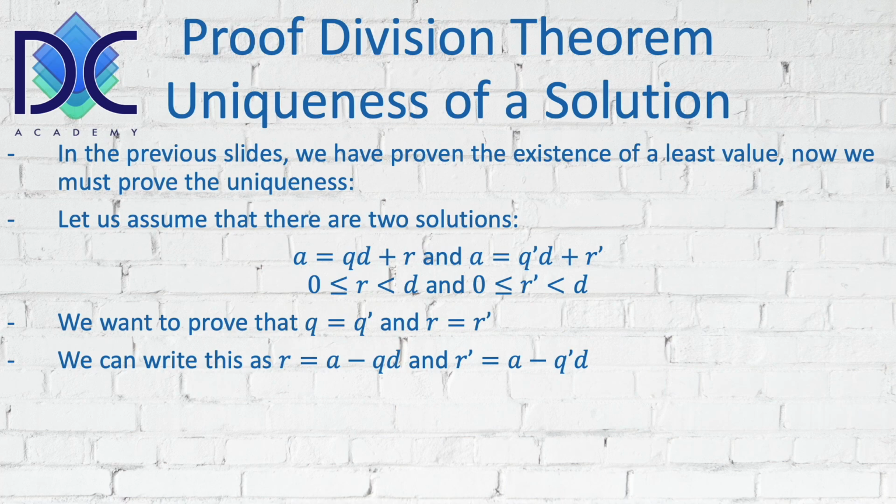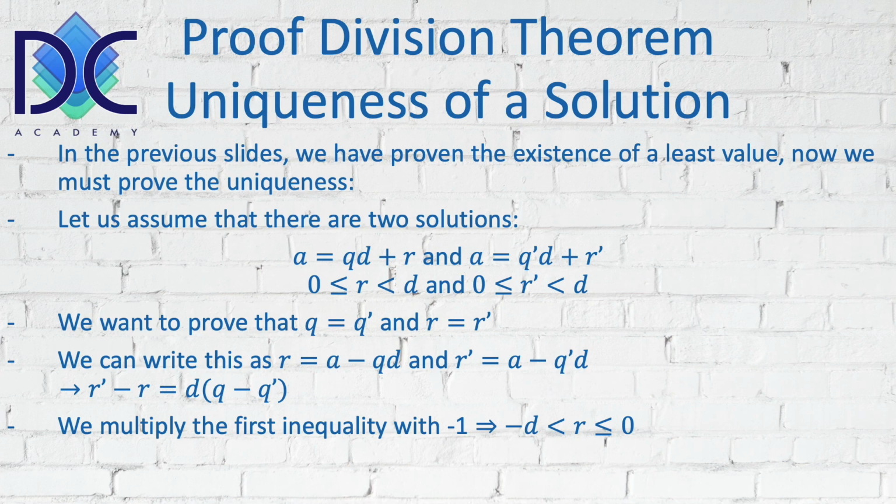We can write this also as R is equal to A minus QD, and R prime is A minus Q prime times D. With this expression, when I take the difference of the two, I can say that R prime minus R is equal to D times (Q minus Q prime).